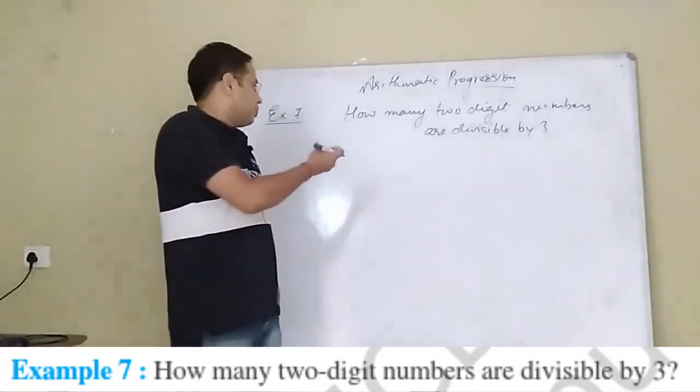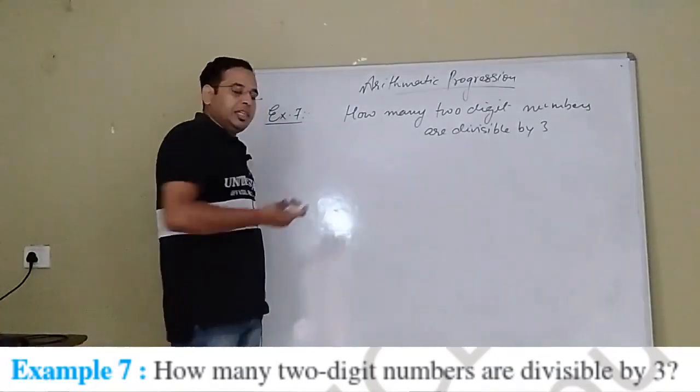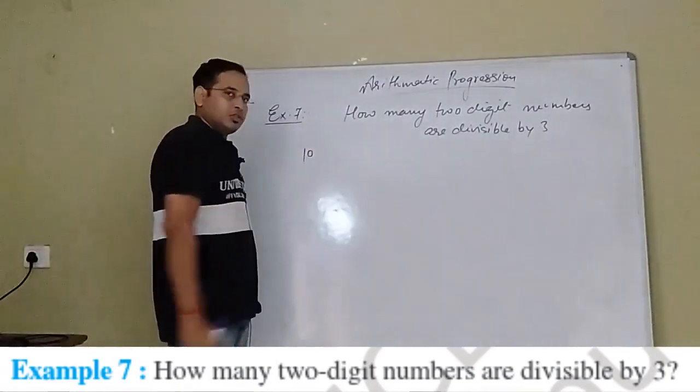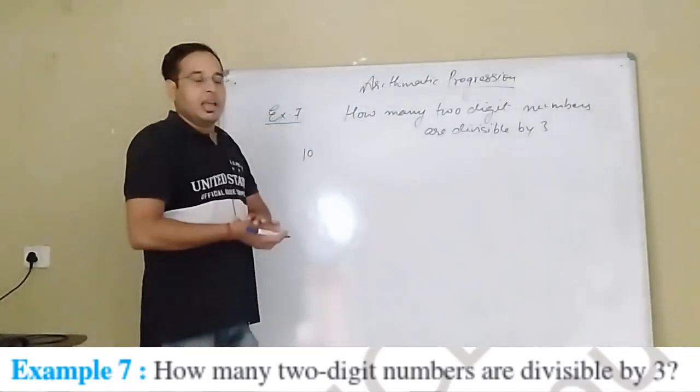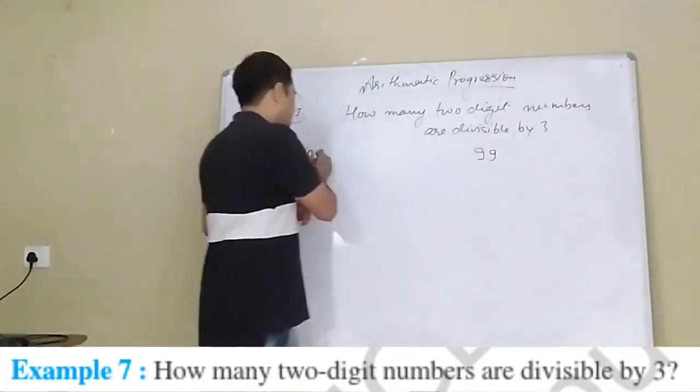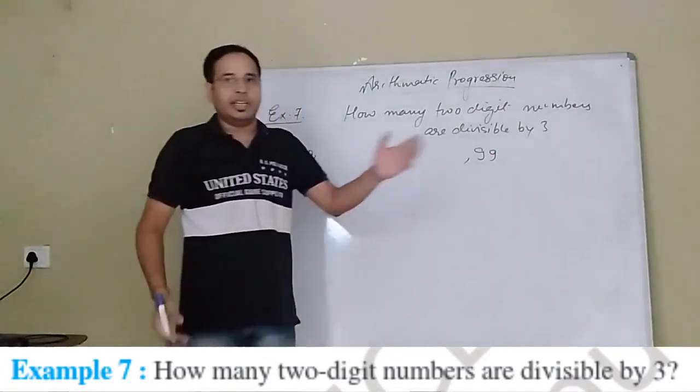Now, from 1 to 9, all are 1-digit numbers. So 2-digit कहाँ से start होगा? 2-digit will start from 10. So the first 2-digit number is 10, and the last 2-digit number is 99. पहला 2-digit number क्या है? 10 है, और आखिरी 2-digit number कितना है?